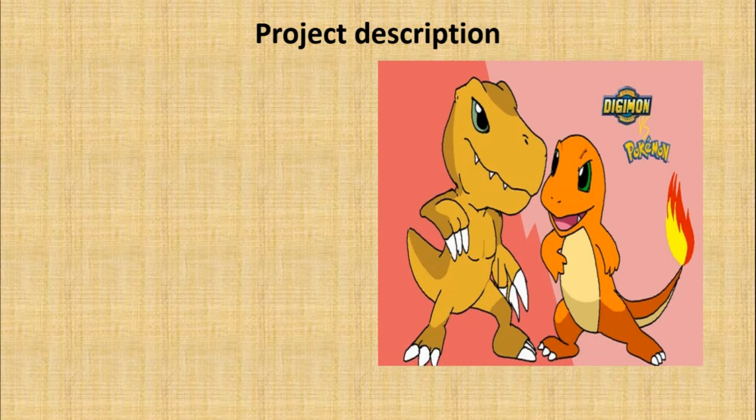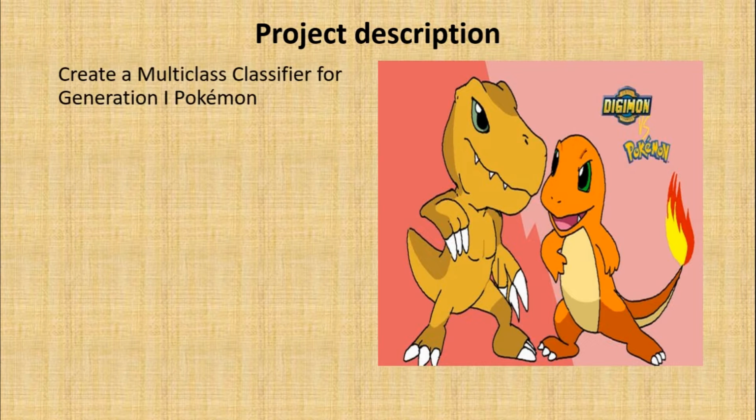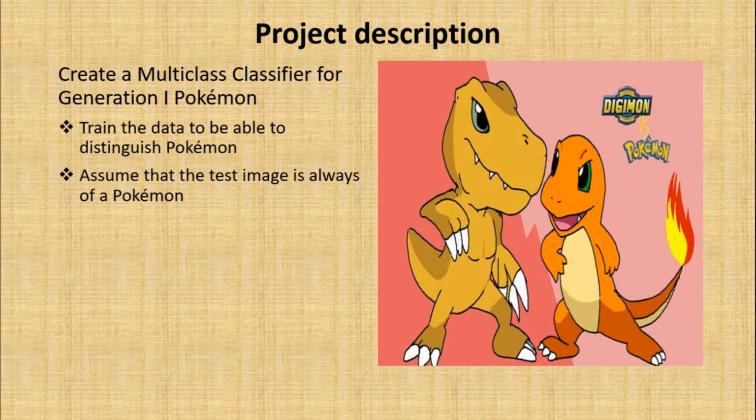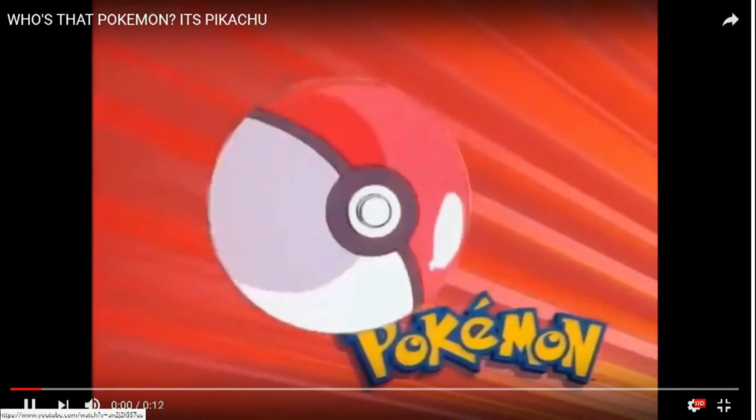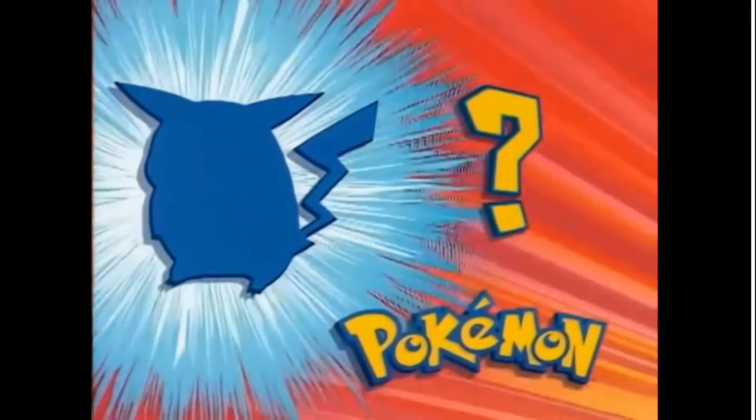For my project, I've decided to create a multi-class classifier for Gen 1 Pokemon. What this means is that I'll need to train my data to be able to distinguish between other Pokemon. For simplicity reasons, I'm going to assume that when I'm testing an image to determine what Pokemon the image represents, the image will always be that of a Pokemon, and not of something random. I will be using MATLAB to help me pre-process images, train my data, and then eventually test the classifier. Or in other words, what we're trying to figure out is, who's that Pokemon?